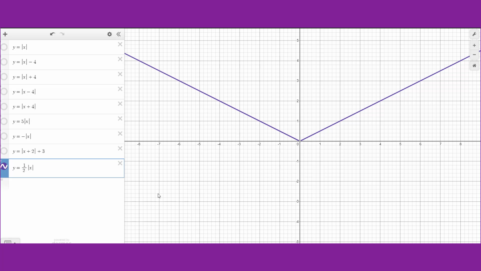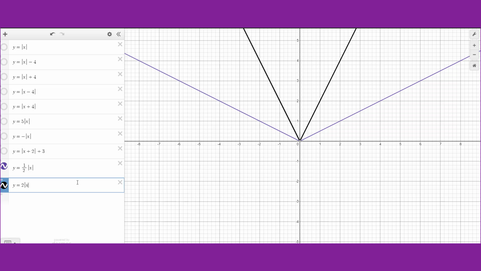So what can happen to compress? Well, if that says y equals 1/2 absolute value of x, what if we say y equals 2 absolute value of x? All right, so as we grow a, we compress. We made it smaller. So we went from 1/2, which was really wide, and then we gave it a compression of 2. So that stretch or compression factor is the absolute value of a.